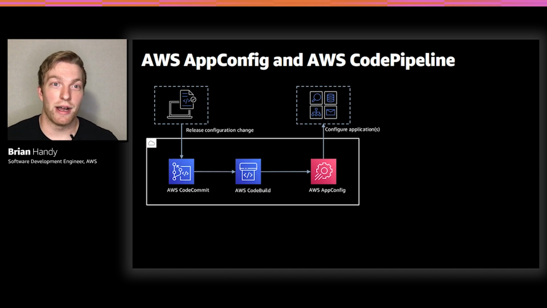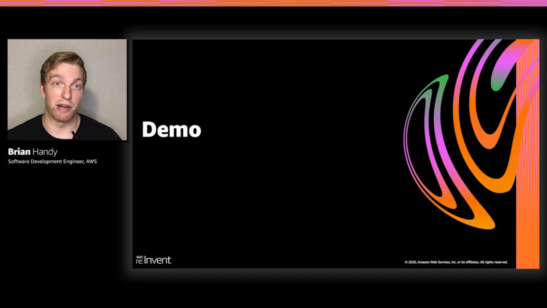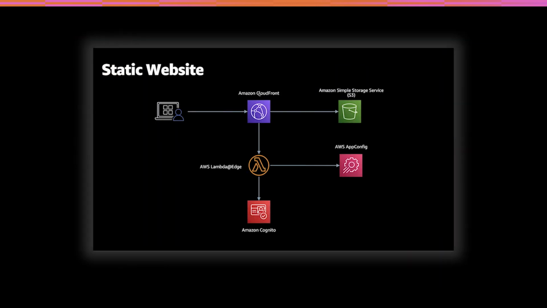So now that I've talked through how to manage and deploy configurations using AWS App Config and how to bring CI/CD best practices to deploying that configuration using AWS Code Pipeline, I'm going to show you a demo of a modern application that uses both of these services to deploy its configuration. Okay, so before we get started, let me just give you a quick breakdown of what we're going to be building today. And I'll note that all of this code will be available on GitHub, so if you want to follow along or you want to try it out for yourself, you can download the code and do that.